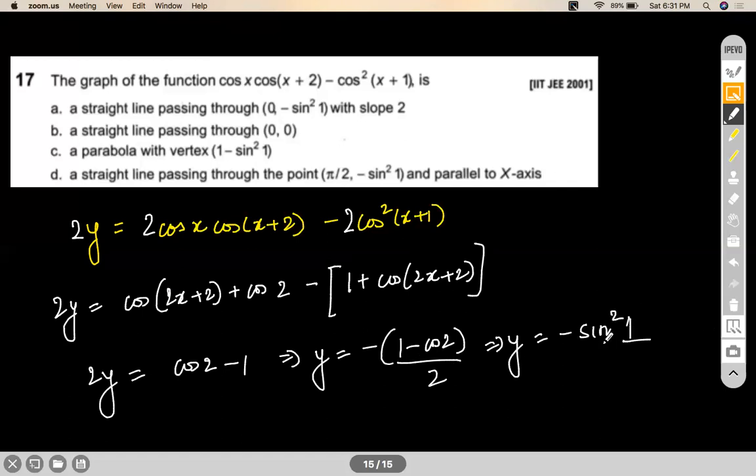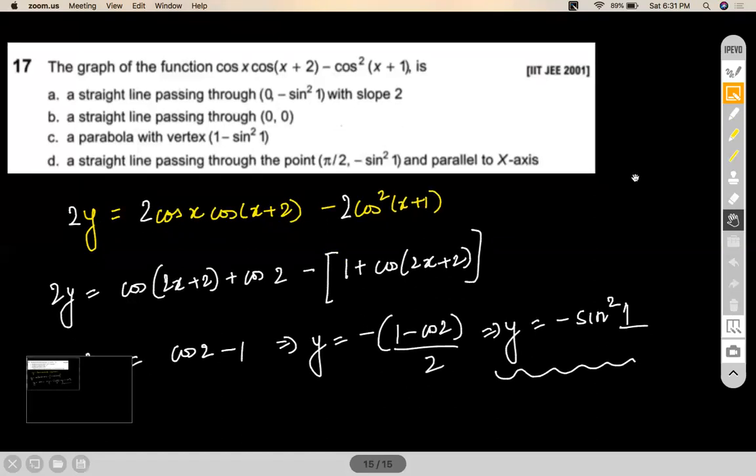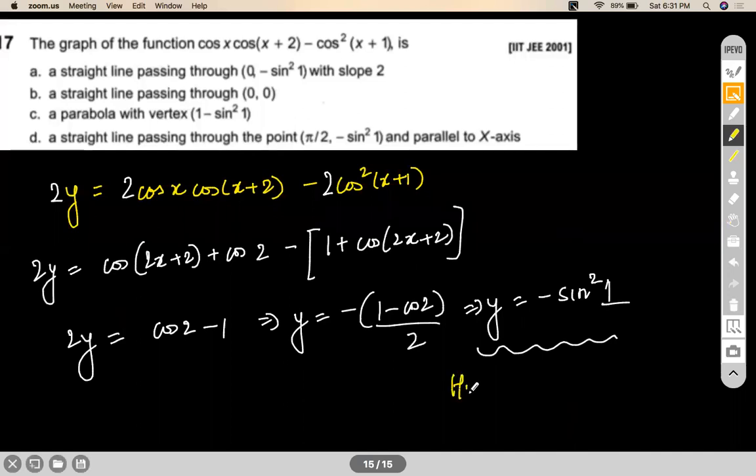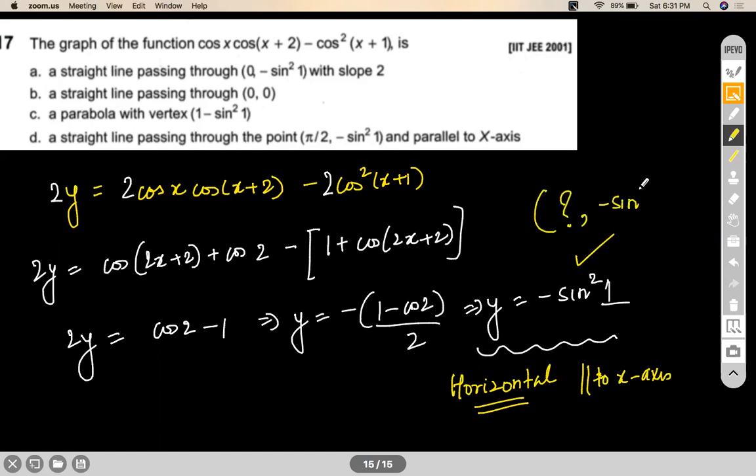When any line has this kind of an equation, just now we had discussed that it would be a horizontal line. And it will pass through any such point whose y coordinate is always negative sine square 1. That means a line parallel to the x-axis, and it should pass through any point whose y coordinate is always negative sine square 1. This is the meaning of this equation. That means this can change, this can change, but this will always be fixed.